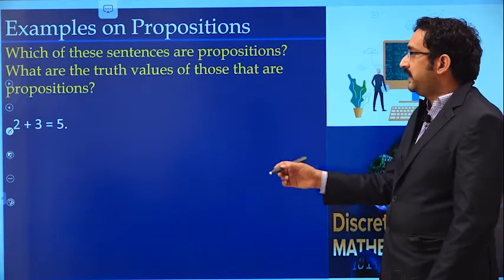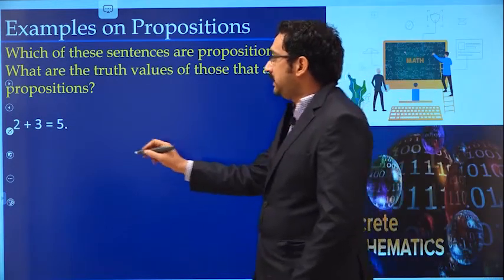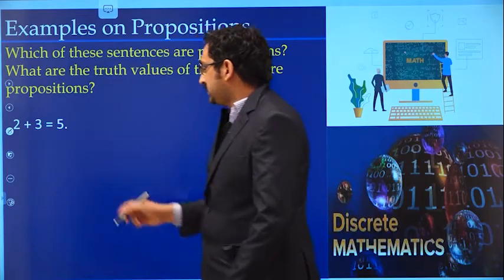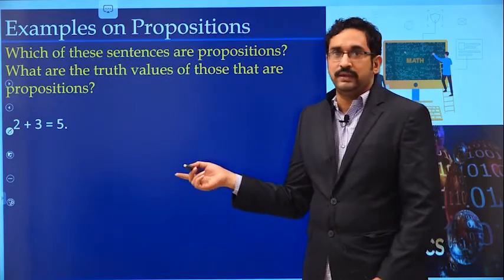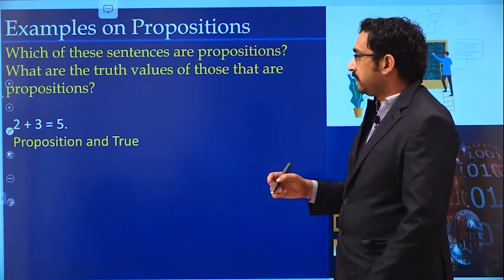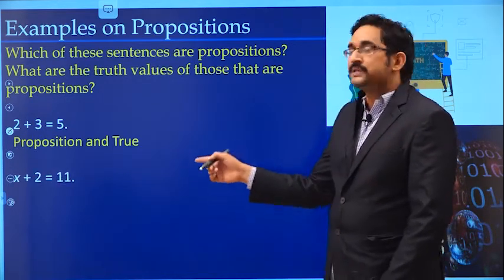Next, see some more examples. First one, 2 plus 3 equal to 5 is the given statement. So, we know that 2 plus 3 is equal to 5 is true. Hence, it is true.